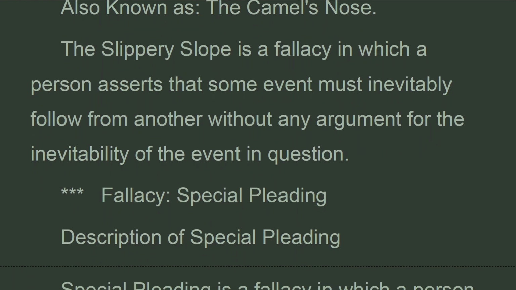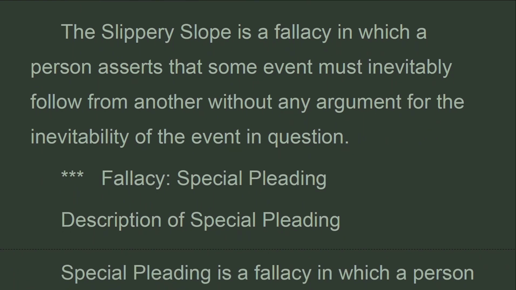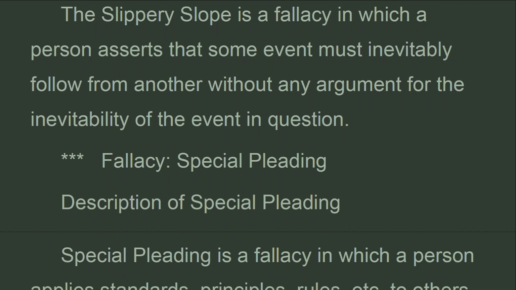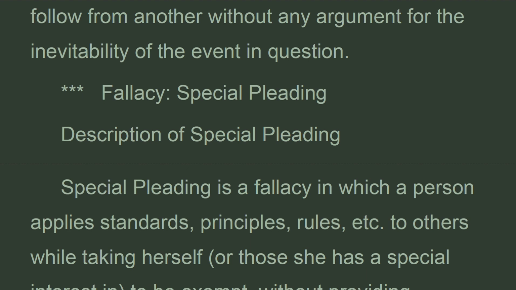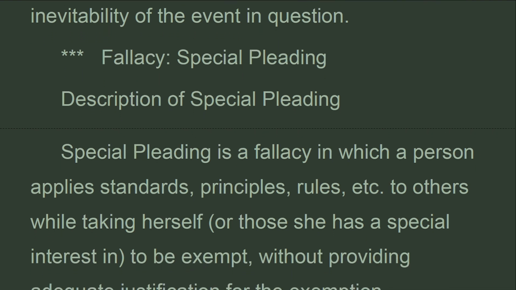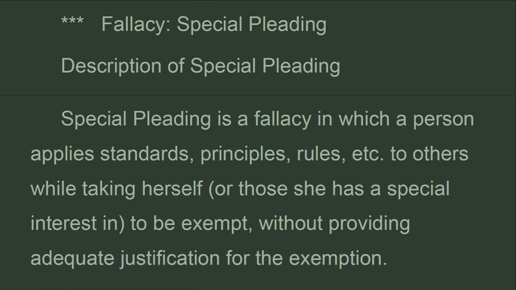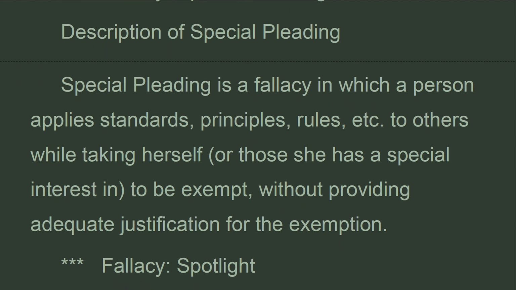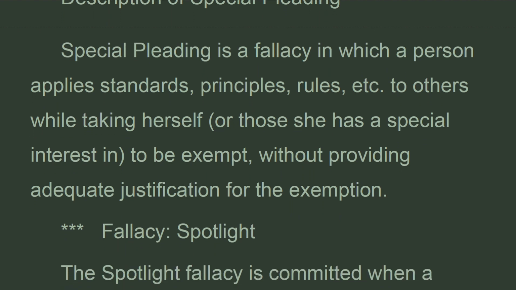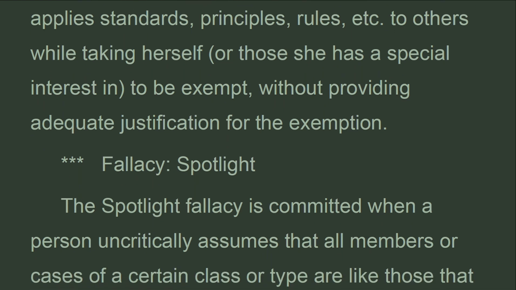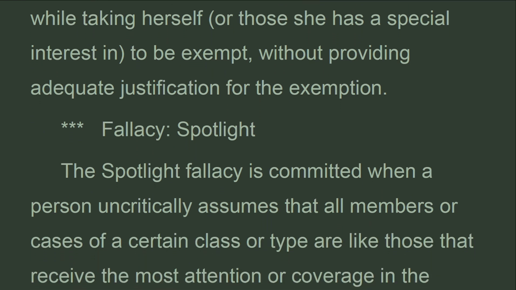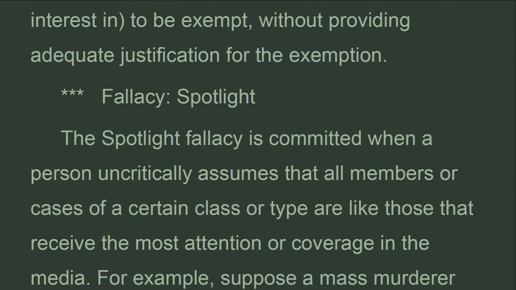Fallacy: Special pleading. Description of special pleading. Special pleading is a fallacy in which a person applies standards, principles, rules, etc. to others while taking herself, or those she has a special interest in, to be exempt, without providing adequate justification for the exemption.